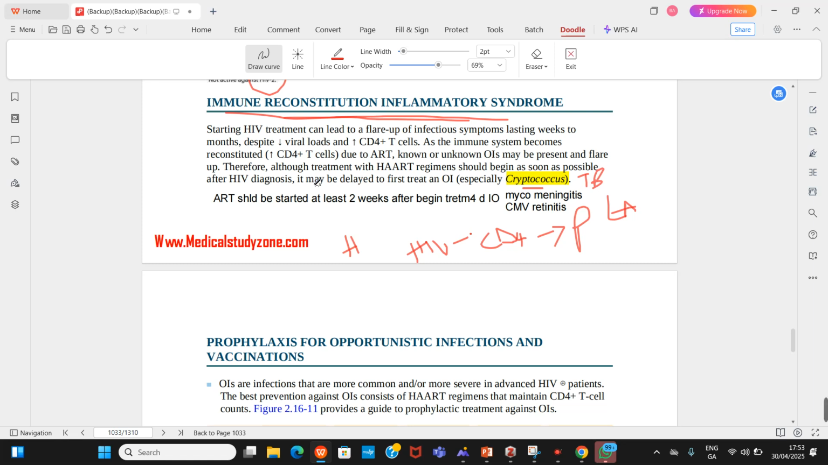Look at the statement here: although treatment with HAART should begin immediately after HIV diagnosis, it should be delayed to treat an opportunistic infection. Treat an opportunistic infection first, like Cryptococcus, like tuberculous meningitis, like CMV retinitis, before you start. Because if you go and start HAART first, it's a problem.